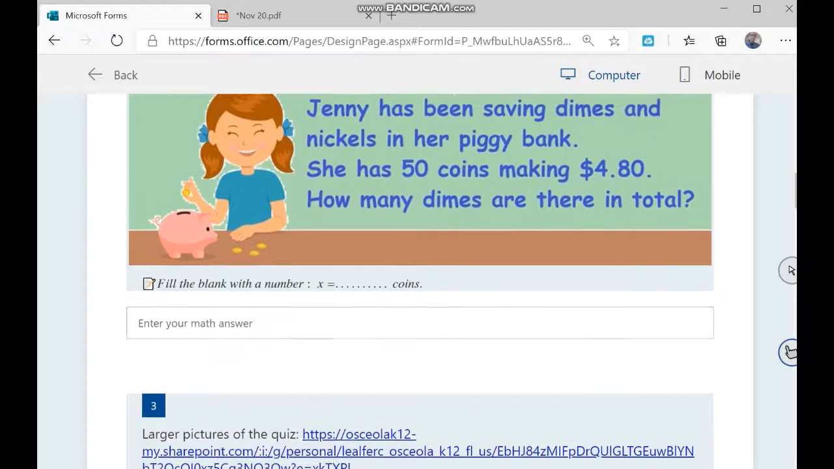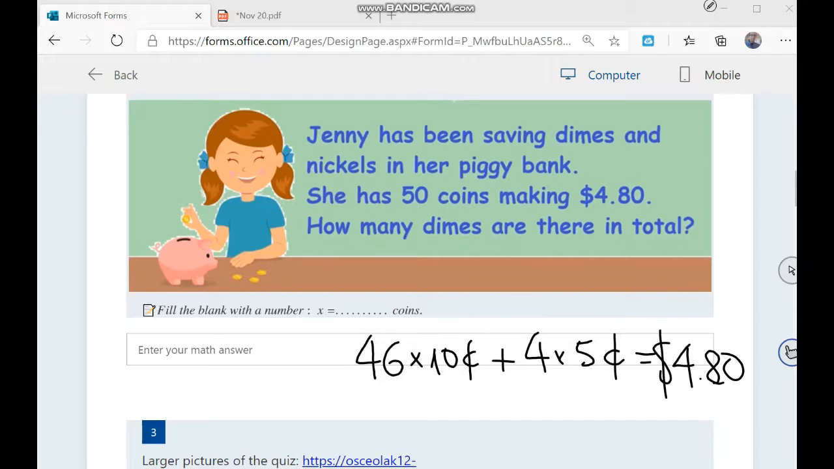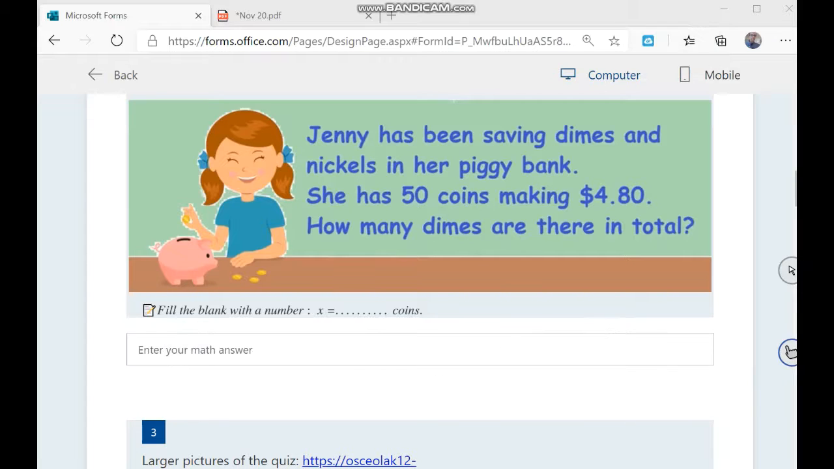So the answer here is going to be 46 times 10 cents plus 4 times 5 cents. You have $4.80. This is the right answer. The answer for the bell work is going to be 46 dimes. And let's move to the quiz.